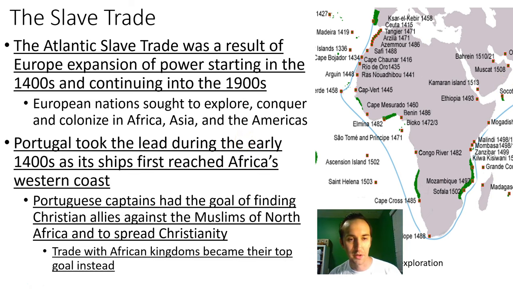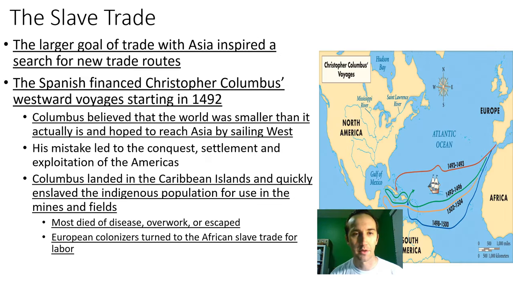The Portuguese captains early on had the goal of finding Christian allies against the Muslims and Berbers of North Africa, but also to spread Christianity. So there was a religious and military purpose early on. But once they realized the strength and possibilities of trade with West Africa, that became the top goal instead. The larger goal of trade with Asia inspired a search for new ways to get to Asia. And so the Spanish would finance Christopher Columbus's westward voyages in 1492.